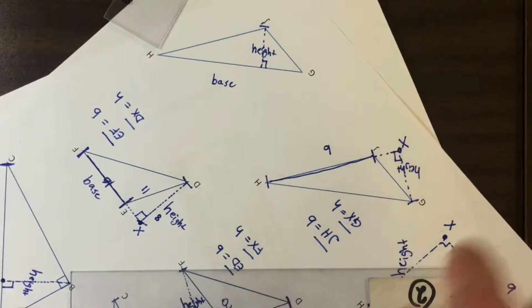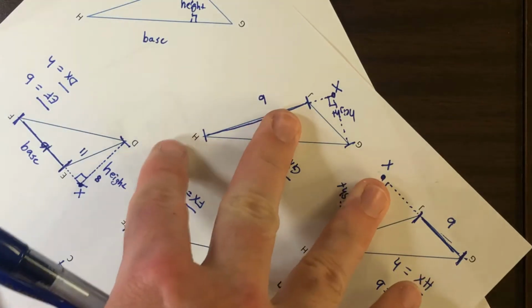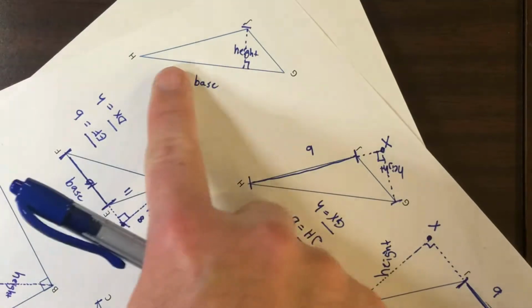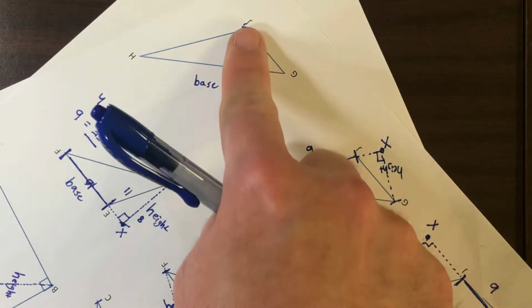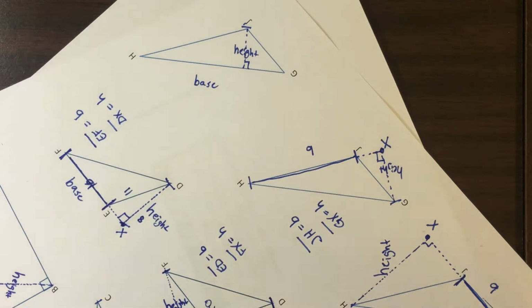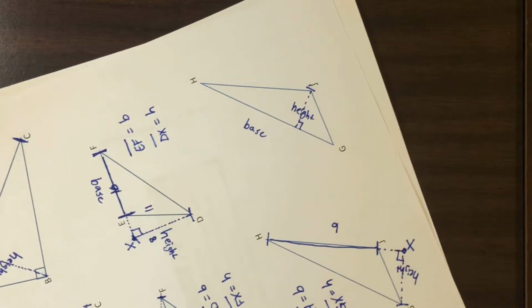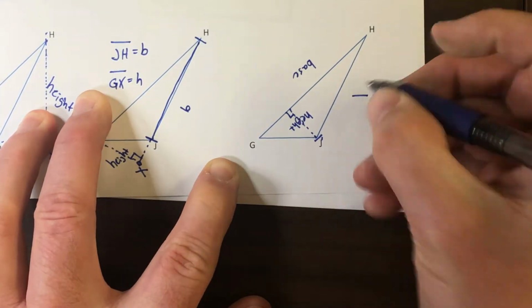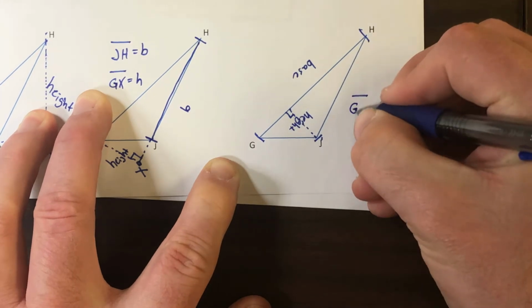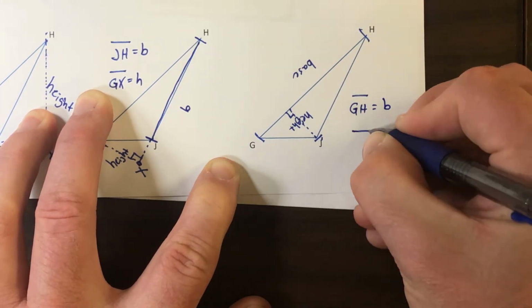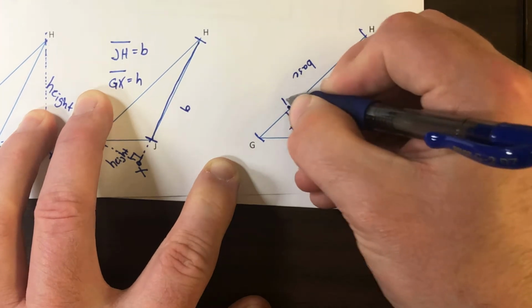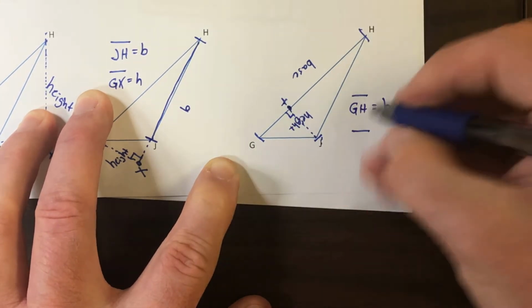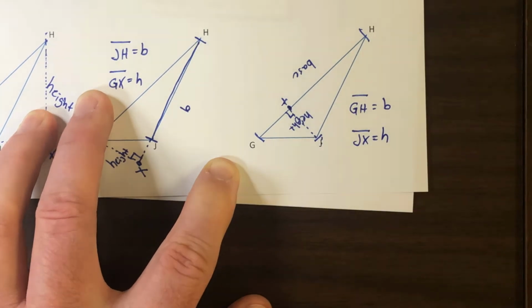Notice on two of the triangles, we drew the height on the outside of the triangle. If I choose this side to be my base, the height goes on the inside. That's typically easier to do if your only objective is to identify a base and height. That's typically the easier way to do it. Find the one on the inside. Okay, let's identify it. Line GH is my base, and line, oh, I forgot to put my imaginary point, X. Line JX is our height.